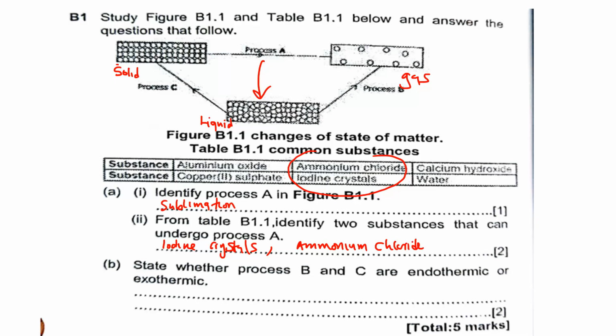Very important. State whether process B and C are endothermic or exothermic. You are just stating whether they are endothermic or exothermic. But of course, you need to know what endothermic means and what exothermic means. So endothermic, we are just looking at the reaction that absorbs heat from the environment. So there's absorption of heat. It uses heat.